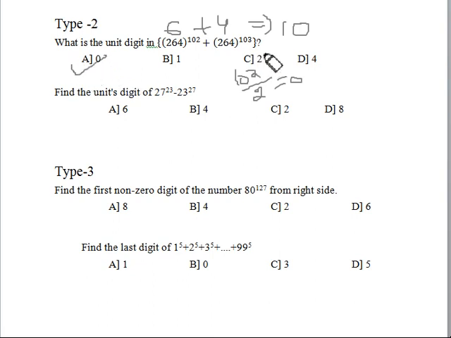They're asking the last digit, na? So the last digit of this number is 6. From this it is 4. By adding these two, we are getting 10. That means 0 would be the last digit. Okay, let us take the next question.